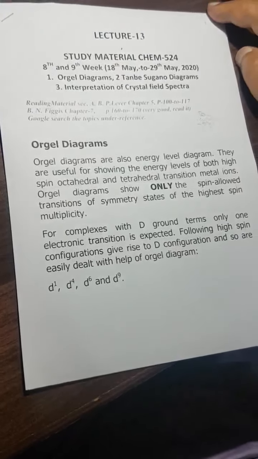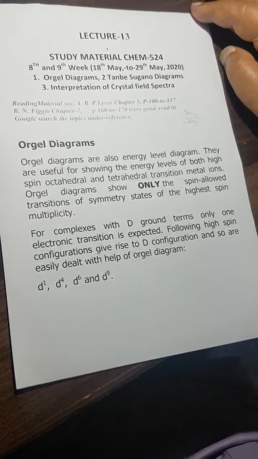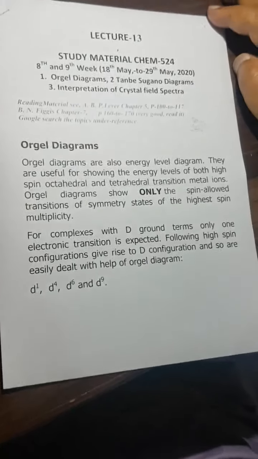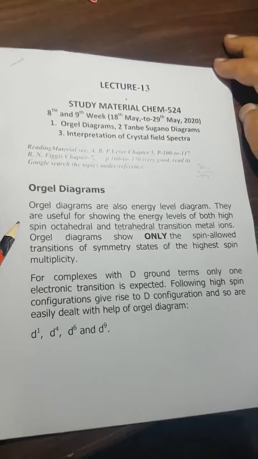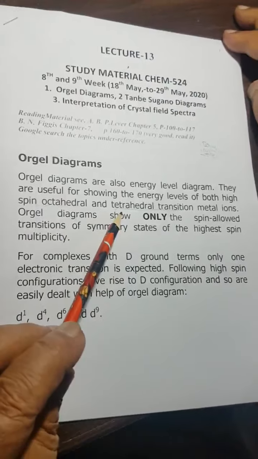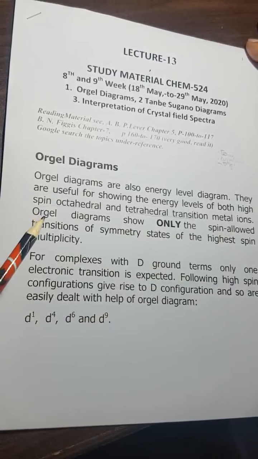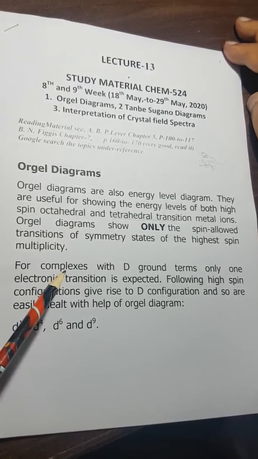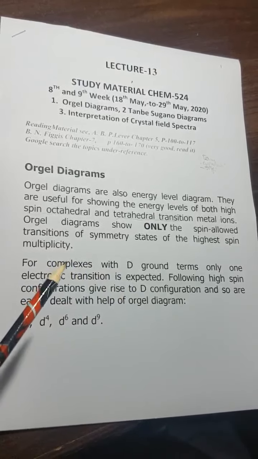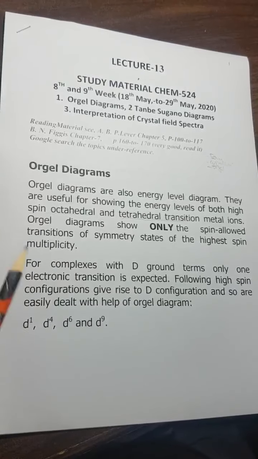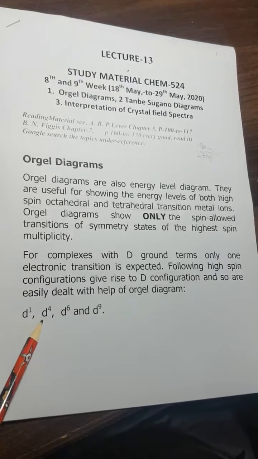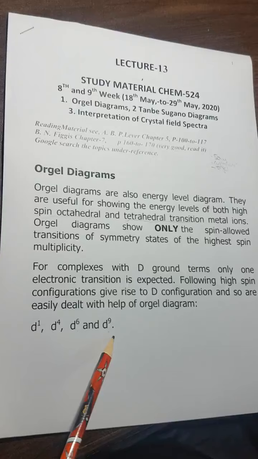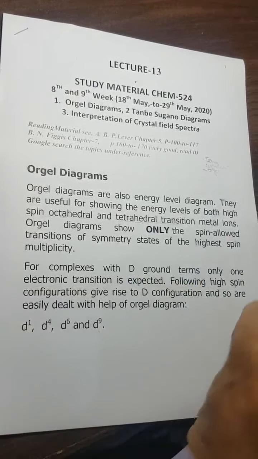As you will see, Orgel diagrams are useful for showing energy levels of both high spin octahedral and tetrahedral transition metal ions. They show only spin allowed transitions of the highest multiplicity. I'm going to talk about d1, d4, d6 and d9 systems. All of these systems give a D ground term.